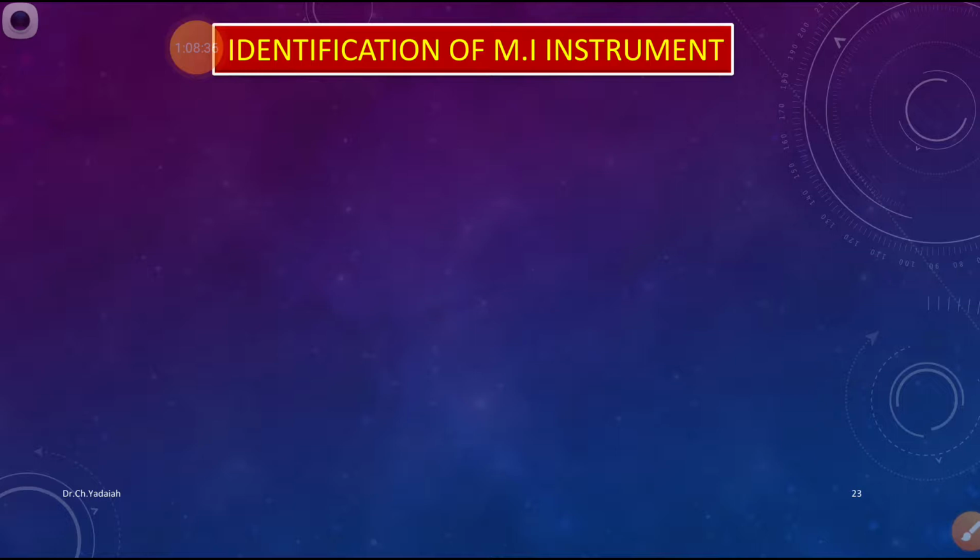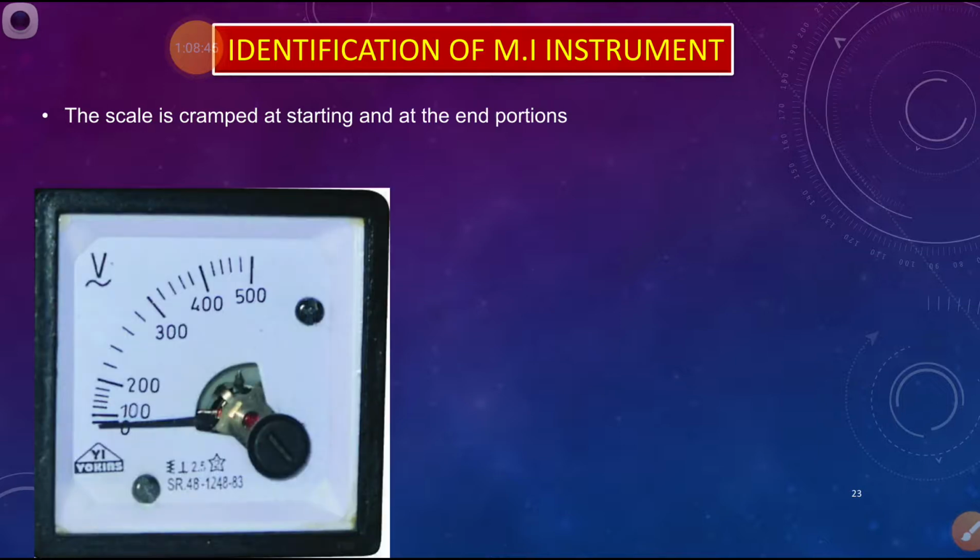So this is also one thing you have to remember. Okay, so let us see here. The scale is cramped at the starting and ending of the moving iron instruments. What do you mean by cramped? You can see it practically.